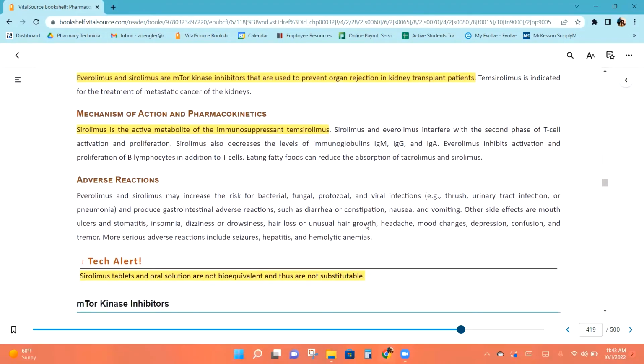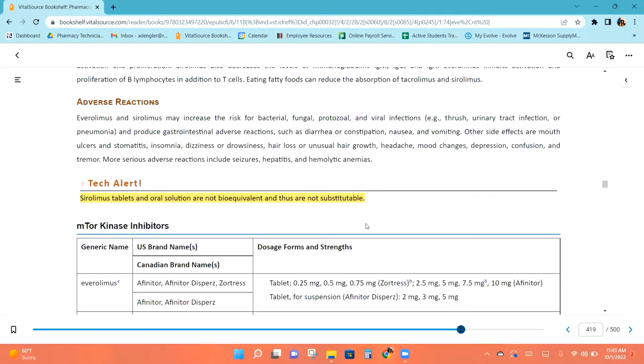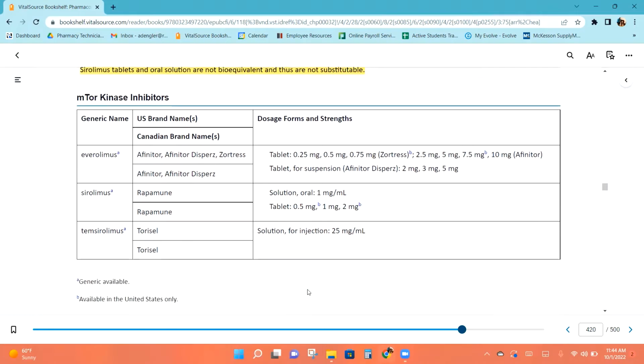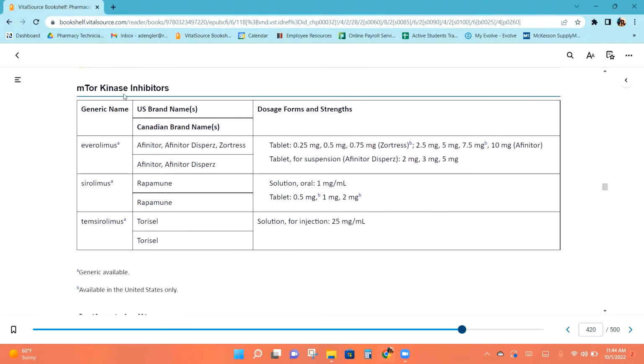Side effects can be ulcer, insomnia, dizziness, drowsiness, hair loss, headache, mood changes, depression. And the most serious adverse reactions can be seizures, hepatitis, and hemolytic anemias. Sirolimus tablets and oral solutions are not bioequivalent, so they should not be substituted for each other. These are the mTOR kinase inhibitors, which we've already talked about. Here are the different dosage forms and strengths.